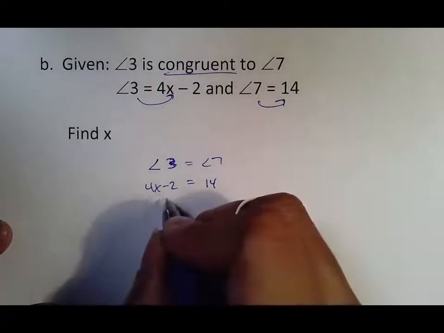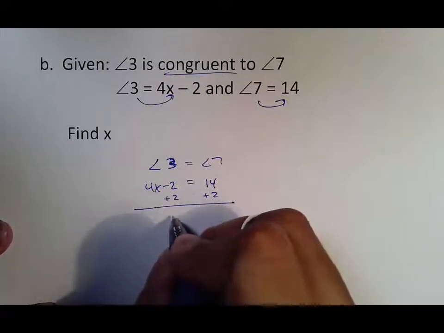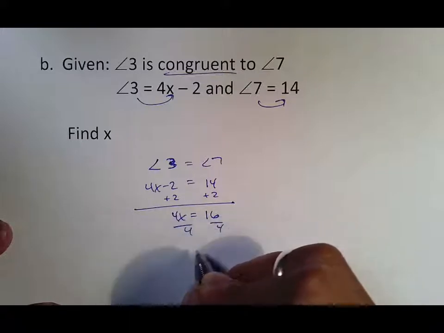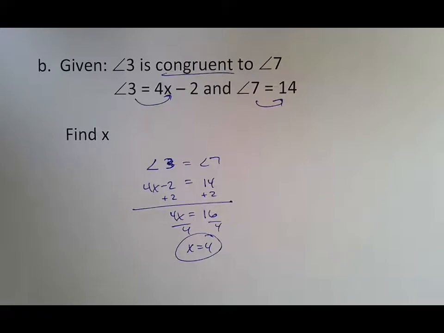From there, it becomes a very basic problem. All we have to do is work it out. That's why I said we're home. Add your 2 to both sides. You get 4x equals 16. Divide by 4, divide by 4, and x is equal to 4. Again, not a tough answer to get.